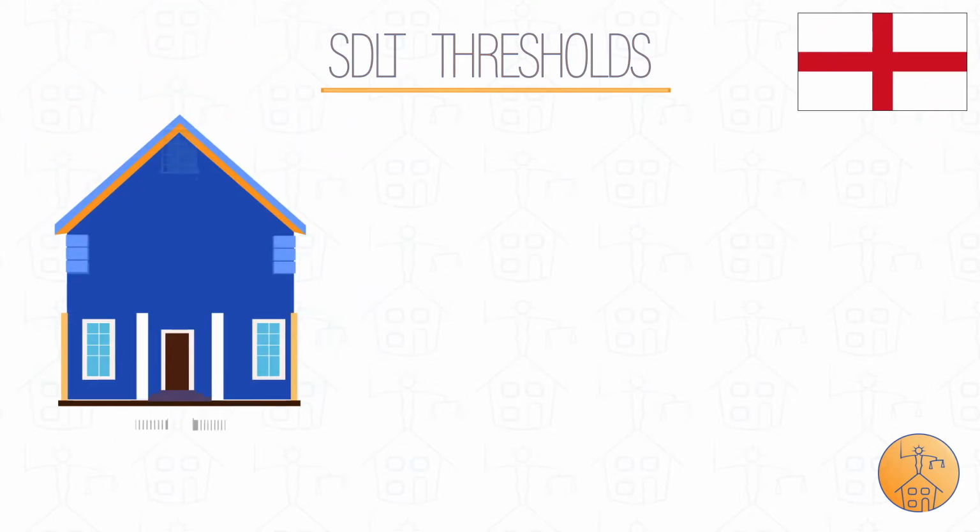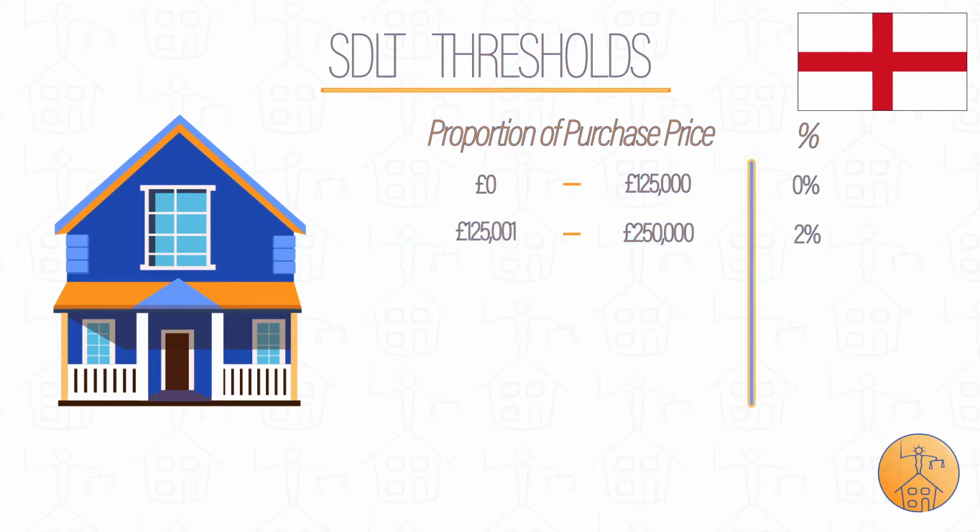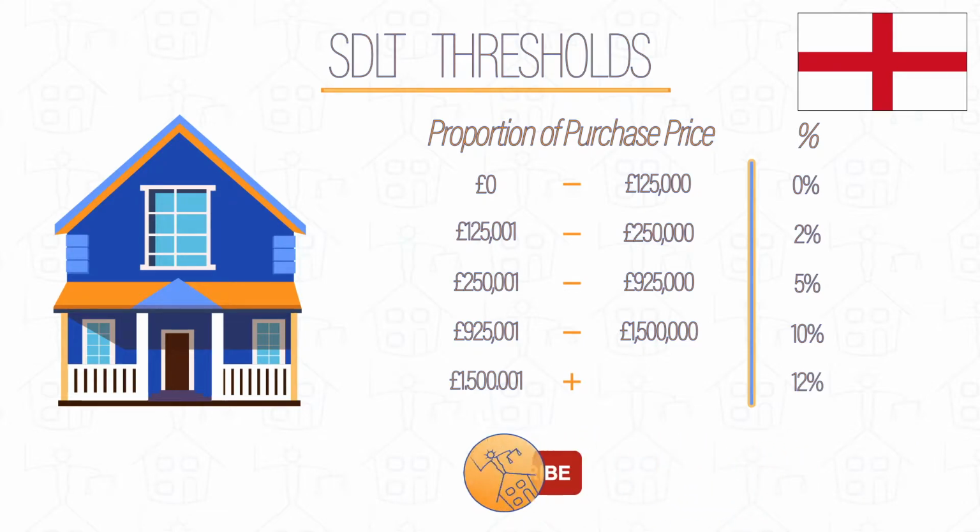The stamp duty is calculated in a progressive way and is based on a tier system. The threshold is 0% for up to £125,000, 2% from over £125,000 to £250,000, 5% from over £250,000 to £925,000, 10% from over £925,000 up to £1.5 million, and then 12% for anything over £1.5 million.